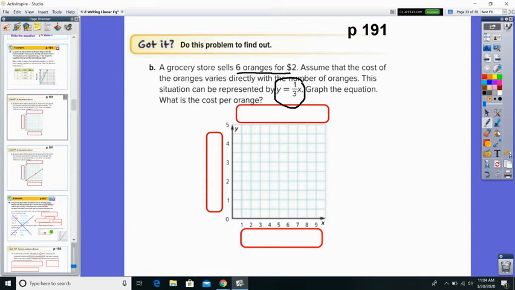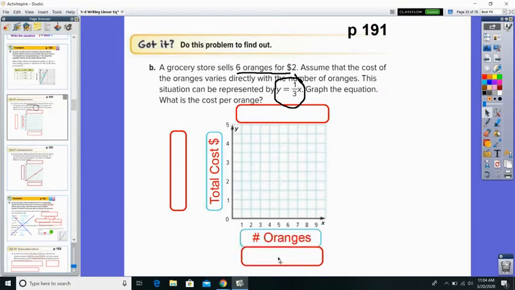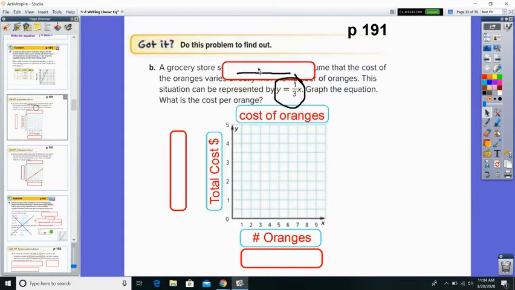So here's what they are doing right now. They are telling you that the slope is 1/3. So I'm going to go ahead and label my graph. My y-axis is always a total. We're talking about total cost for those oranges. Your total cost depends on, if you're at the store, how many oranges you are buying. And then you have the cost of those oranges. So I'm going to explain really where this 1/3 is coming from.